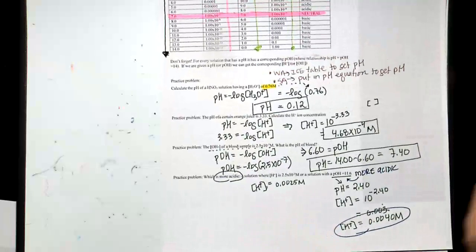So on Friday, we'll start talking about getting the pH using ice tables with weak acids, but for strong acids, you can plug it into the pH equation. For strong bases, you can also plug it into the pOH equation.